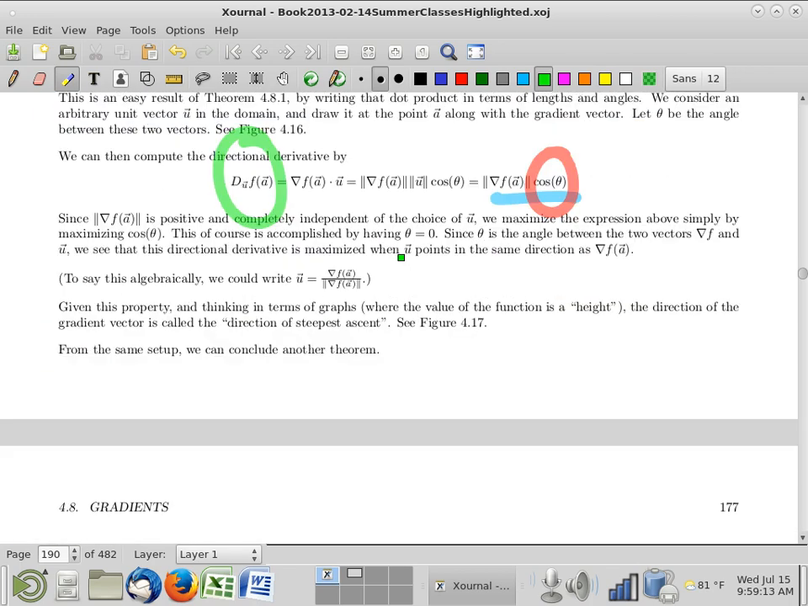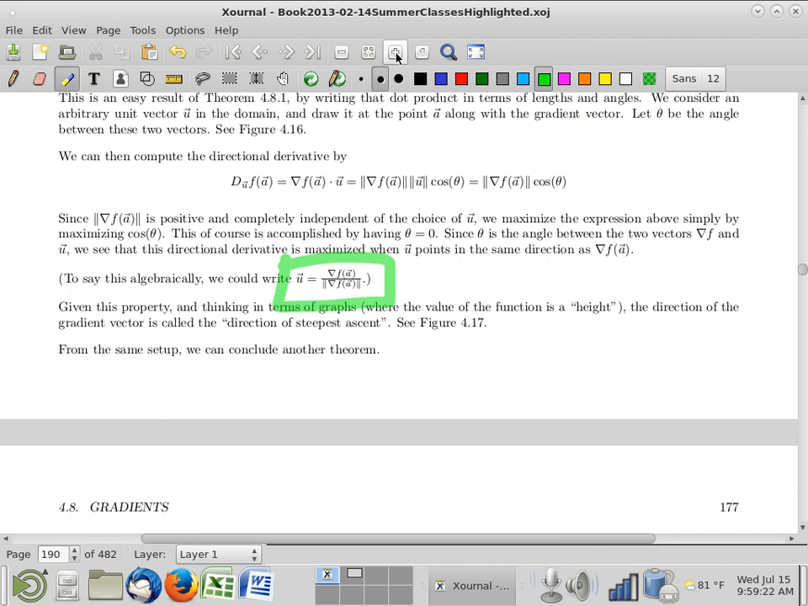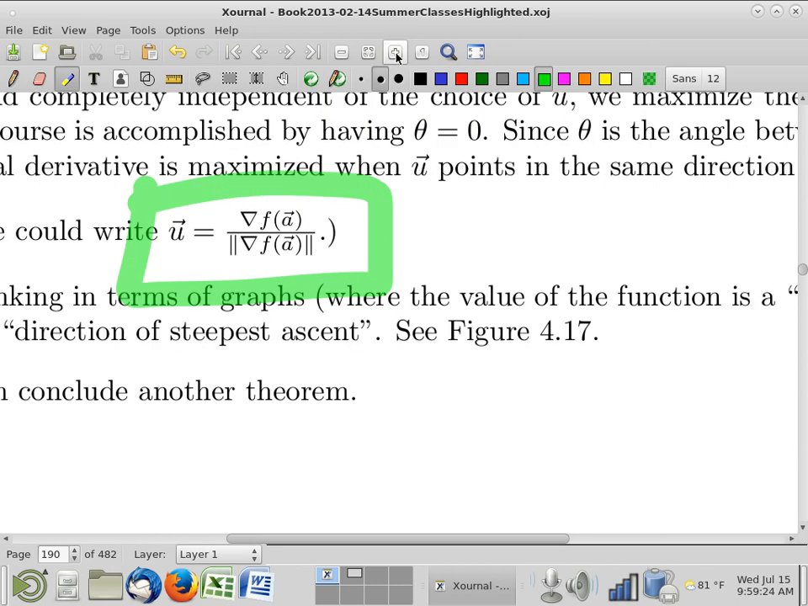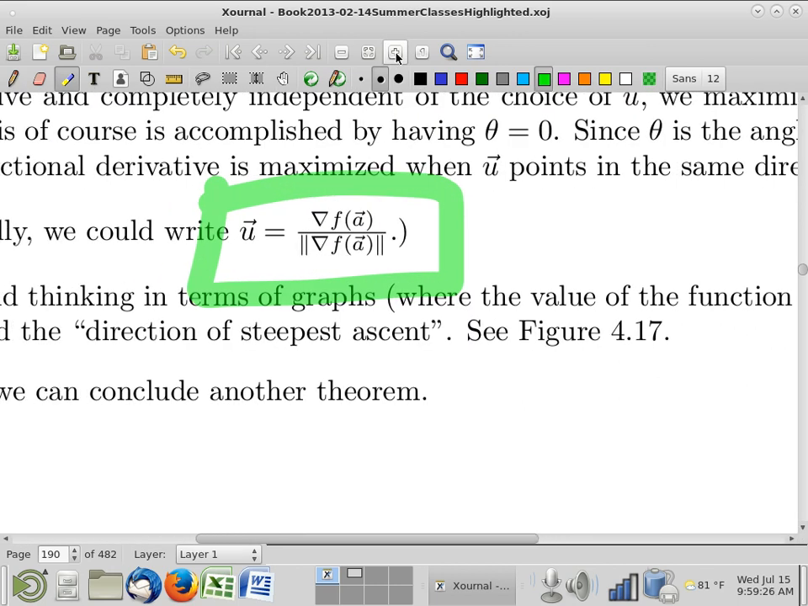Okay, now let's ask a related question. Oh, side note, the unit vector pointing in the direction of the gradient vector. Don't forget how to compute that. Right? You take the gradient vector and divide by its own magnitude. That's, again, an old trick from chapter 1.